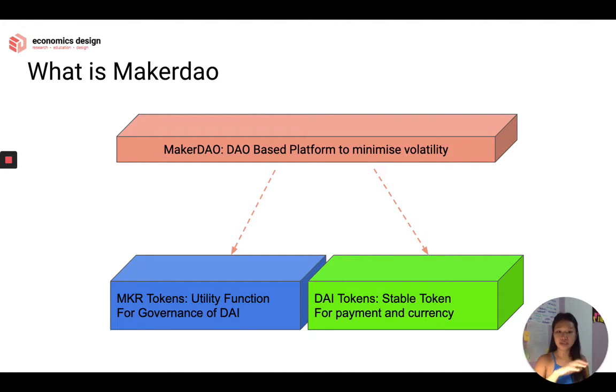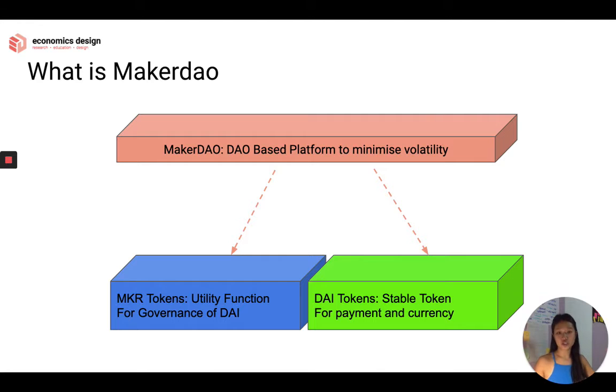So it's a two-token model. Initially, we talk about two-token models, right? Where you have one token that's an internal token and one token that's an external token that coordinates between the on-chain and off-chain world. But in MakerDAO, they don't use that. They use MKR token, which is a utility token, and it's a governance token. And they use DAI. DAI is a stable token, or it's pegged to 1 USD. It's for payments and it's a currency.